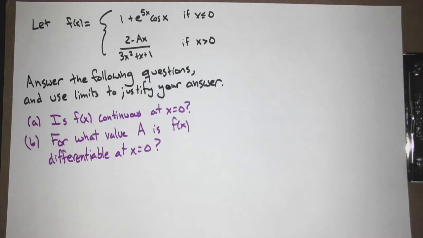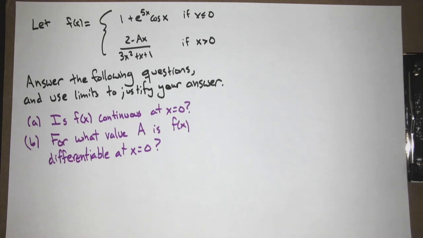Okay, here's a problem. Let f of x equal 1 plus e to the 5x times cosine x if x is less than or equal to 0. And then we'll have 2 minus ax over 3x squared plus x plus 1 if x is greater than 0. Answer the following questions and use limits to justify your answer. Ooh, cool. Okay, question A, is f of x continuous at x equals 0?